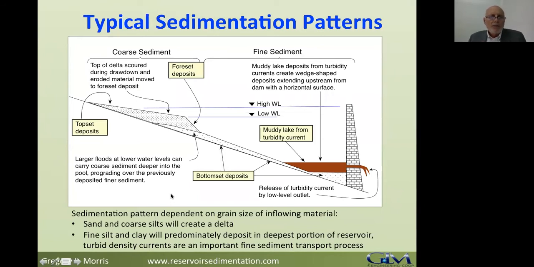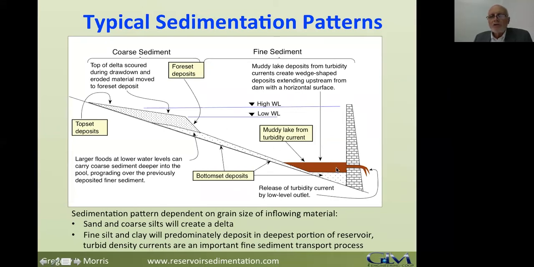Sedimentation patterns. Within the reservoir, you can basically break the sediment deposits into two groups. We will call the upstream group the delta, which has a top set or a top slope and then a foreset. And then everything else downstream of the delta is fine sediment deposits. And these sediments will many times be transported by turbid density currents.